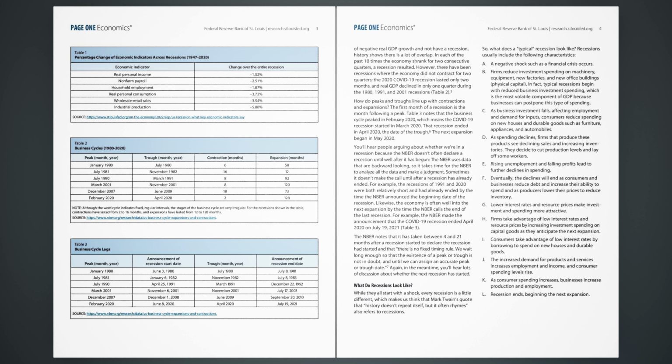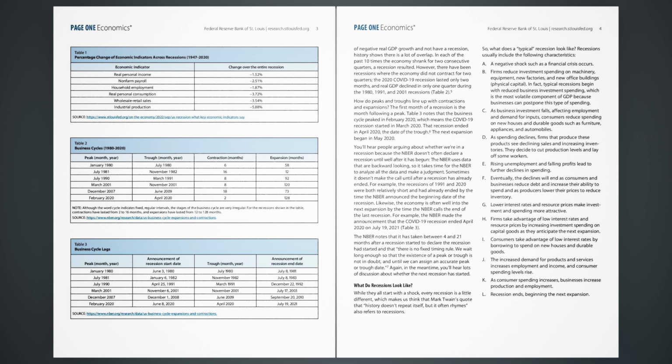Likewise, the economy is often well into the next expansion by the time the NBER calls the end of the last recession. For example, the NBER made the announcement that the COVID-19 recession ended April 2020 on July 19, 2021, Table 3. The NBER notes that it has taken between 4 and 21 months after a recession started to declare the recession had started and that there is no fixed timing rule. "We wait long enough so that the existence of a peak or trough is not in doubt, and until we can assign an accurate peak or trough date." 7. Again, in the meantime, you'll hear lots of discussion about whether the next recession has started.